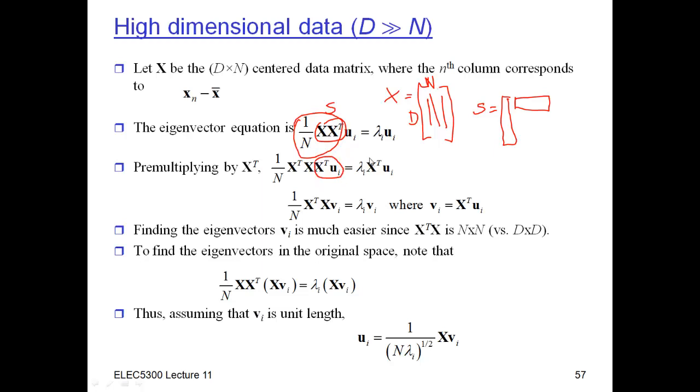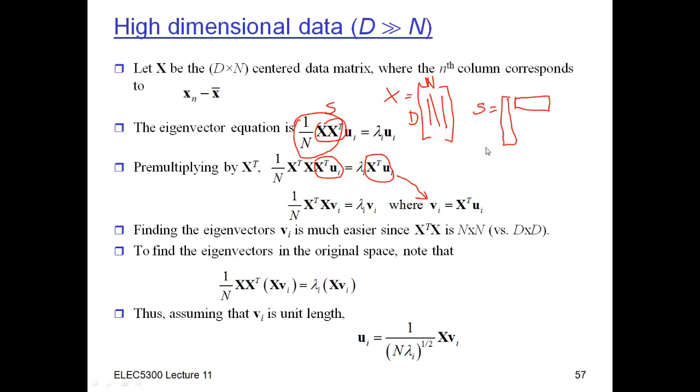This thing here and this thing here I can call a new vector V. And so now I get another equation here. This looks like almost the same equation as this one. It's got X times U, but this one has X times V. But the key difference is that I've switched the order here. This is X times X transpose. Now this is X transpose times X.